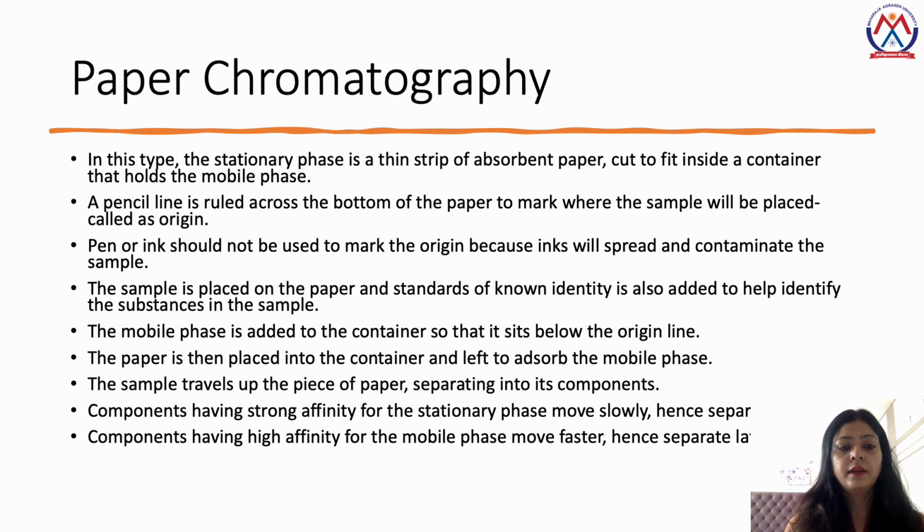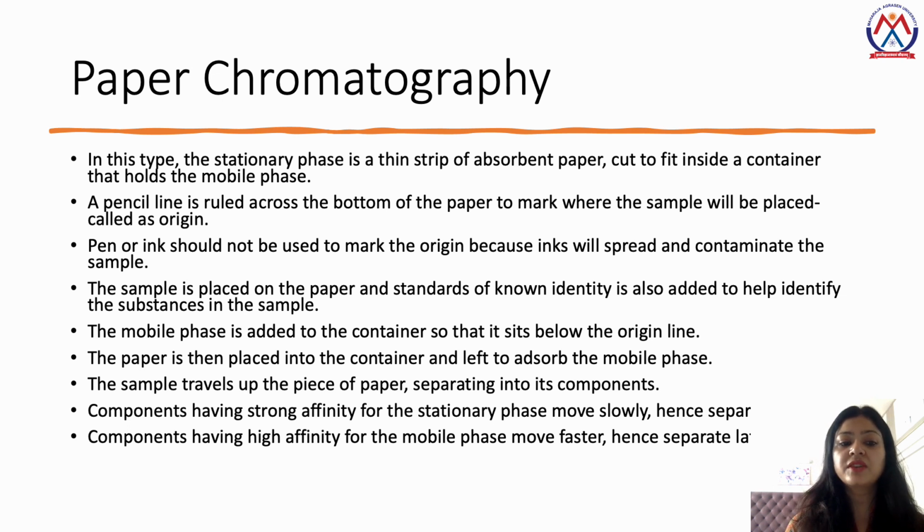In this type, the stationary phase is a thin strip of absorbent paper which is cut to fit inside a container that holds the mobile phase. A pencil line is ruled across the bottom of the paper to mark where the sample will be placed, called as origin. Pen or ink should not be used to mark the origin because inks will spread and contaminate the sample.